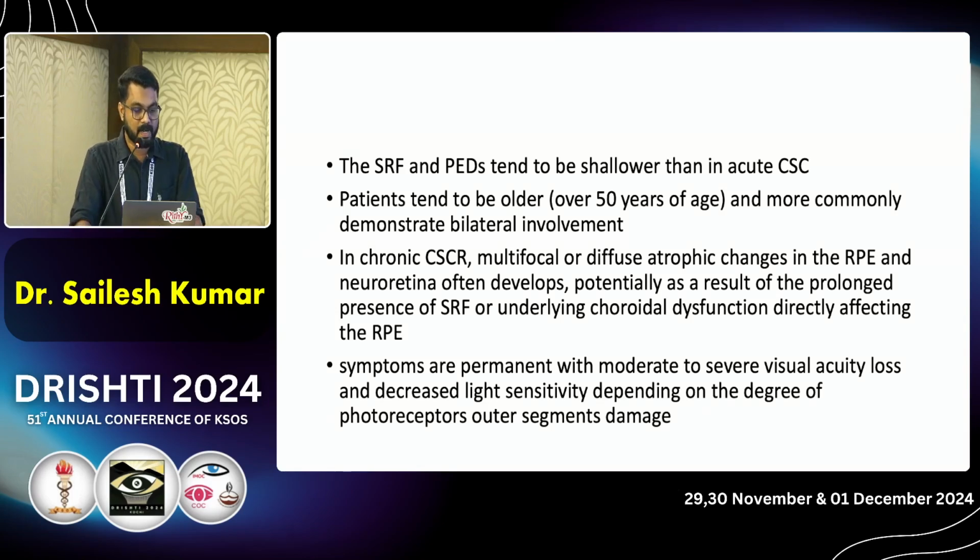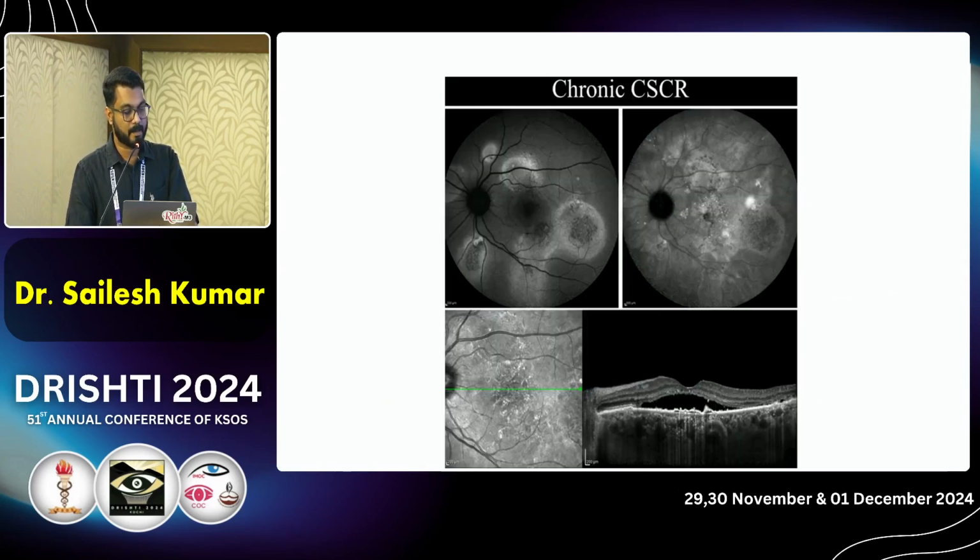In chronic CSCR, multifocal or diffuse atrophic changes in the RPE and neuroretina often develop, potentially as a result of the prolonged presence of SRF or underlying choroidal dysfunction directly affecting the RPE. And in these patients, the visual acuity loss will be more severe, moderate to severe, with symptoms being permanent, and there will be decreased light sensitivity depending on the degree of photoreceptor outer segment damage.